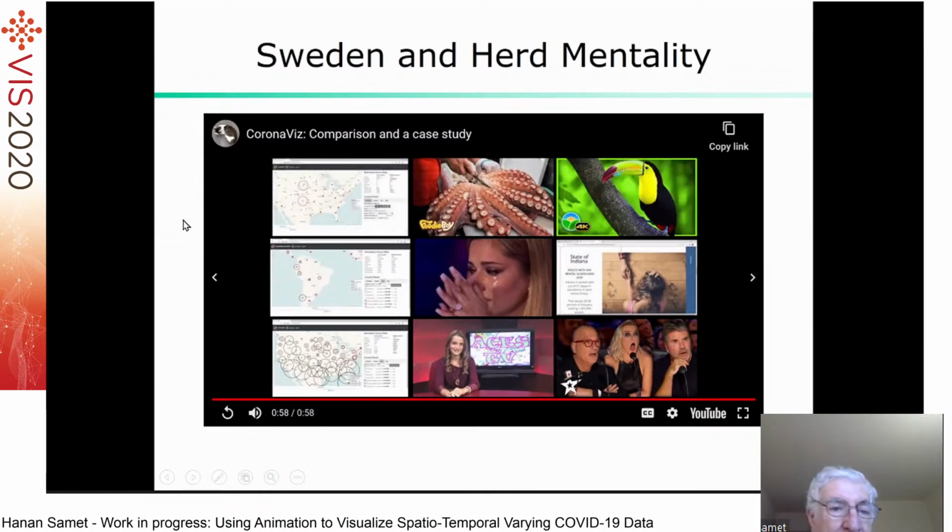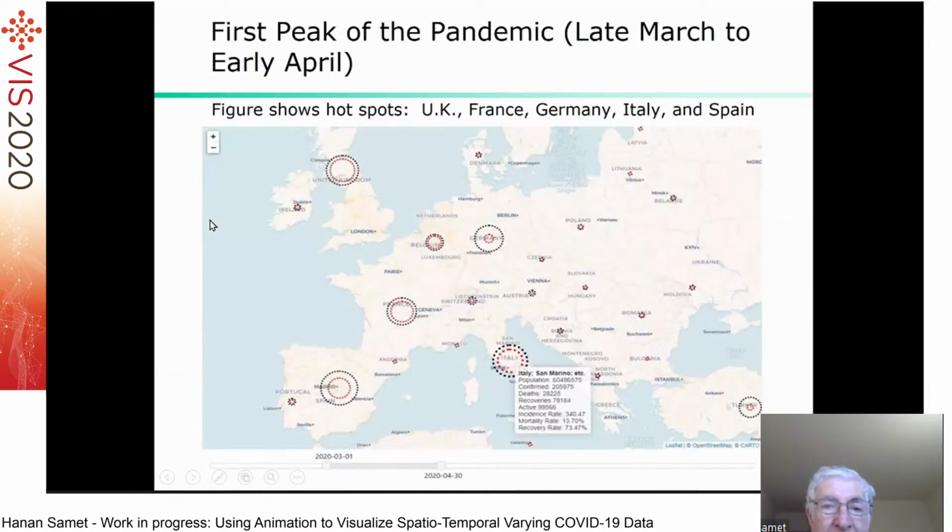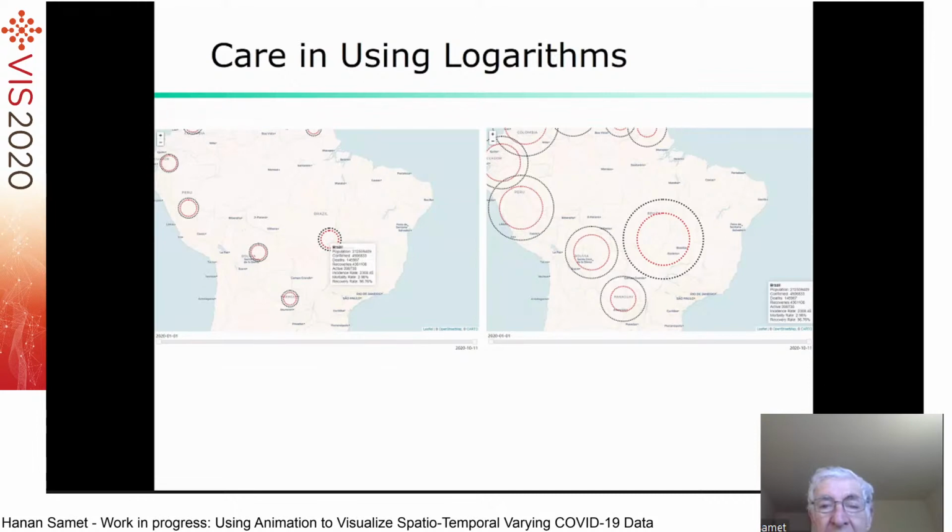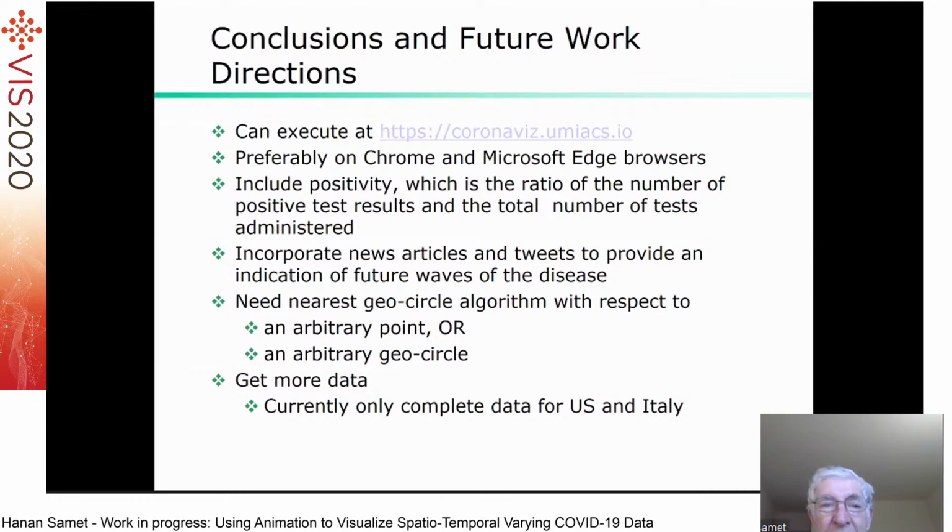Okay. All right, and this is an example of hot spots when Italy and Spain and France were hot in March, and you can see they're much bigger than the other countries nearby. Be careful if you use logarithmic scales. If you use base 10, it's almost useless because it masks the differences, whereas natural logs work better.